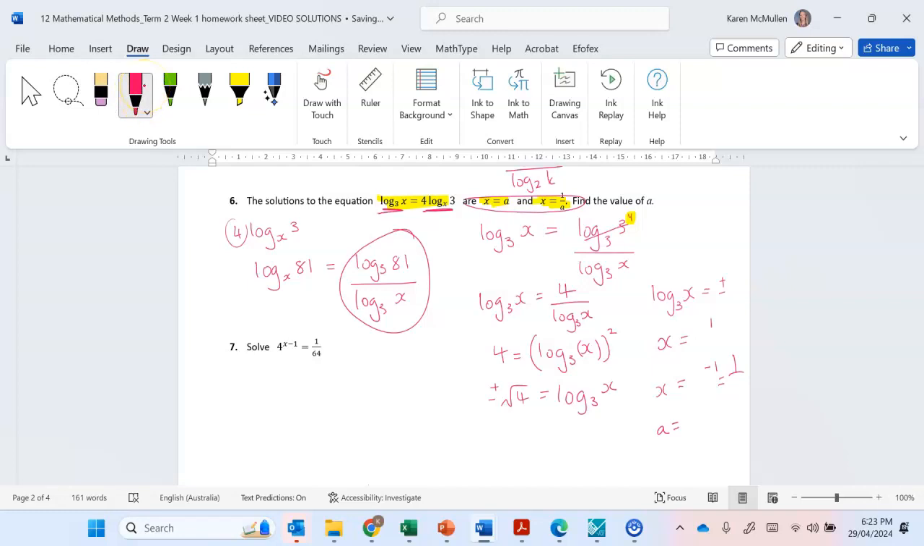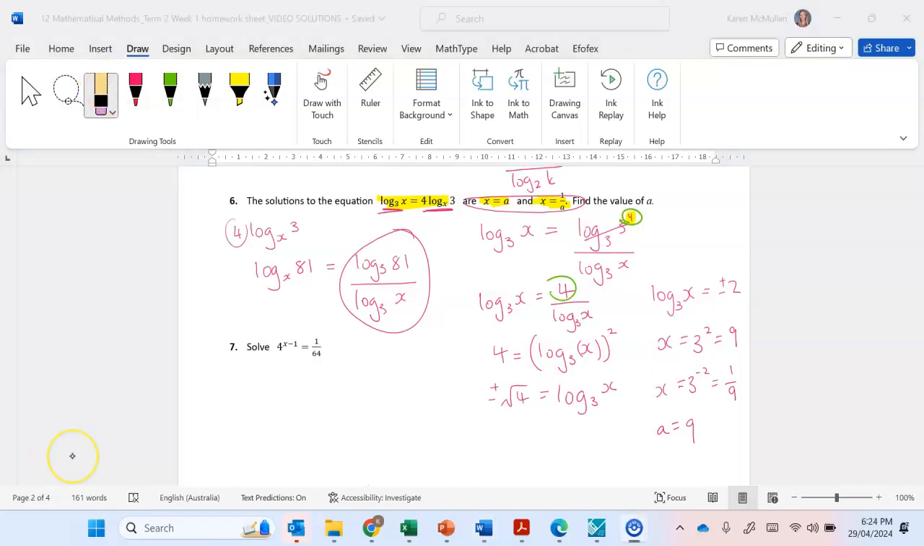So the square root of 4 is 2. So we're going to end up with 2 to the power of 1. No, sorry. What are we going to end up with? Change that power. Sorry, guys. 3 to the power of 2, which is 9. And 3 to the power of negative 2, which is 1 over 9. So your value of a is 9. So the error I made is, let me just circle again, I forgot to put the 4 here. All right, let's keep going.